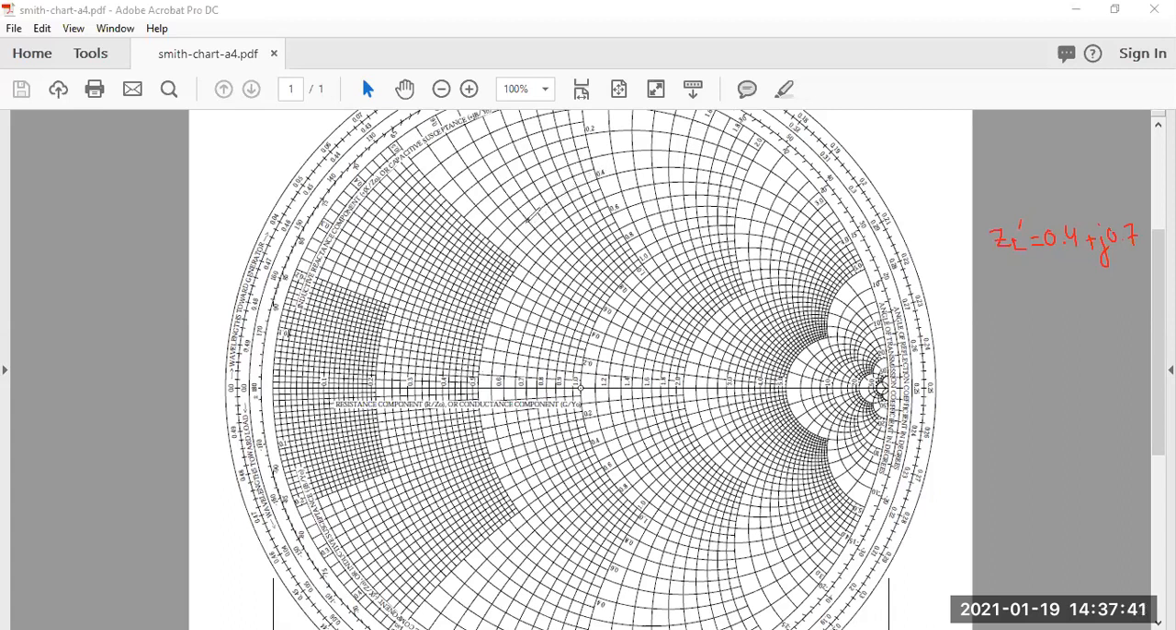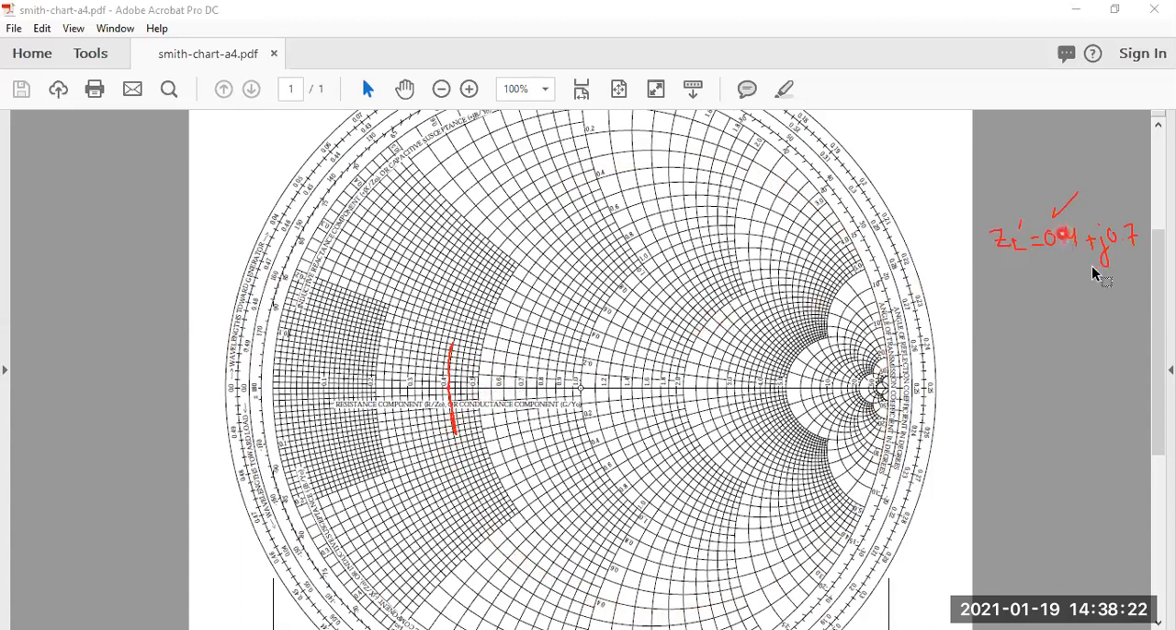You can see that this is the 0.4 resistive circle. I'm just drawing on top of it to give you an idea that this is the circle you need to look at. Now you have identified where the 0.4 resistive circle is. I'm not drawing the complete circle, but you can clearly see that this is the whole circle that is representing 0.4.